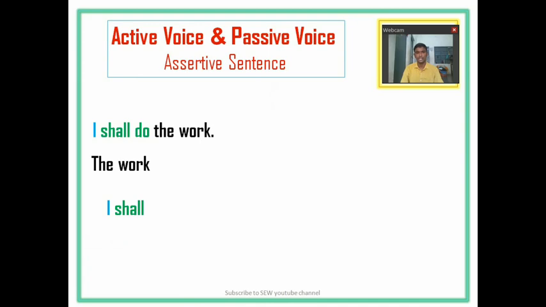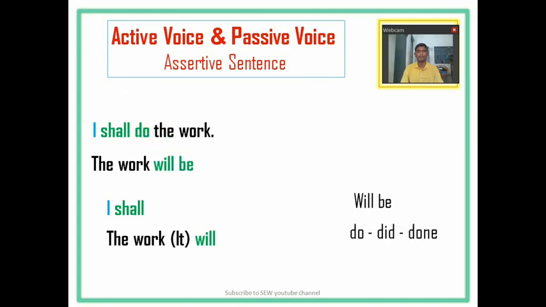So actually it is I shall, but the work is nothing but it. What comes after it? Will comes. So it will. So what is the helping verb here? Will. Will plus be, will be. And the verb forms of do are do, did, done. So V3 should be written: done. After that, what do we have to write? Preposition by. And the subject is I, and the object pronoun of I is me. So, the work will be done by me.